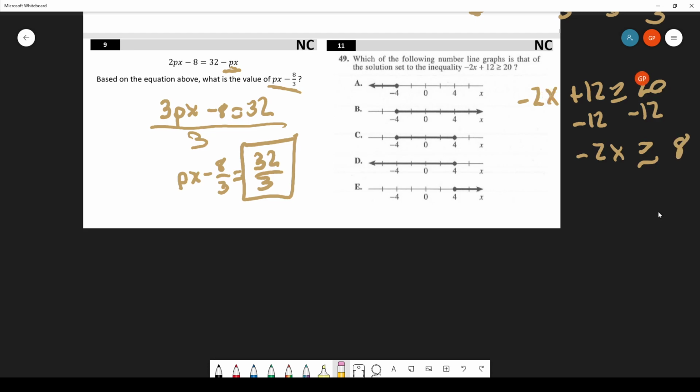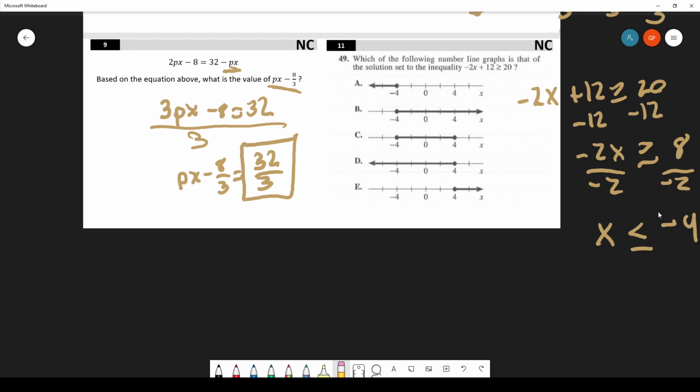Now the next step is crucial. It's a rule that you learn in algebra. So I'm going to divide by negative 2 on both sides. But when I divide by negative 2, this sign right here changes and it flips. So this new inequality is going to become x is less than or equal to negative 4.